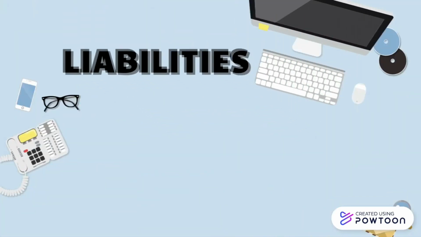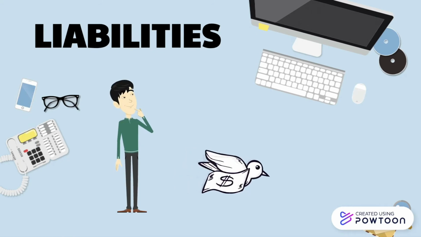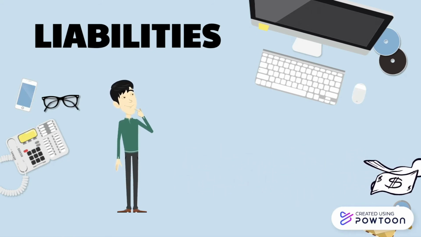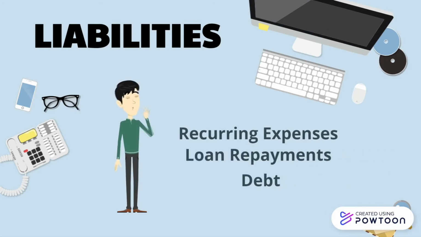The next section of a balance sheet is a company's liabilities. A company's liabilities are the money that the company owes to others, including recurring expenses, loan repayments, and other forms of debt. Liabilities are further broken down into current and long-term liabilities.